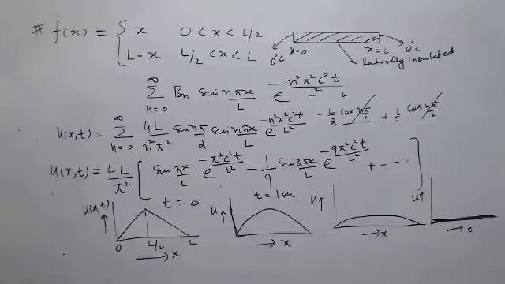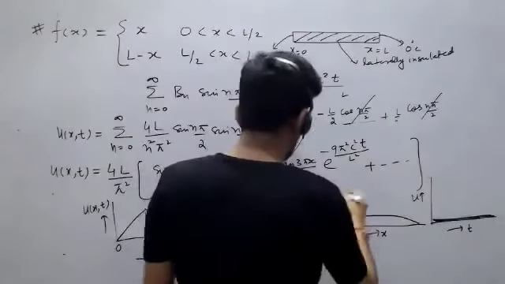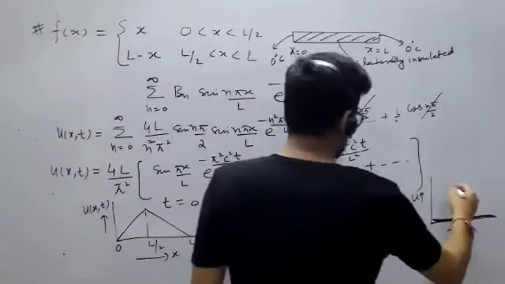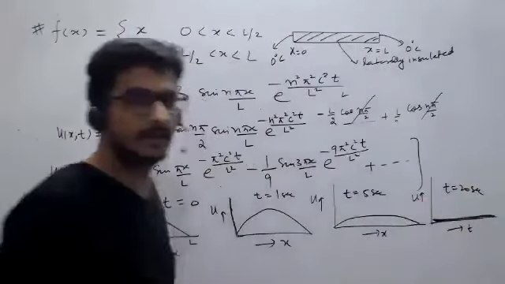Sir, graph is not given. Graph. This is at some later time. Suppose this is 1 second, this say 5 seconds, and this is at last time, suppose say 20 seconds, like that. What is your question?